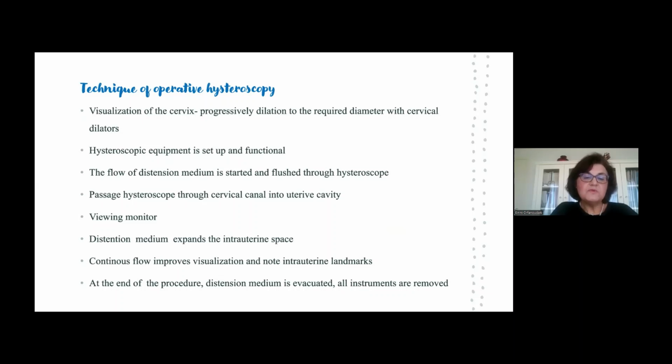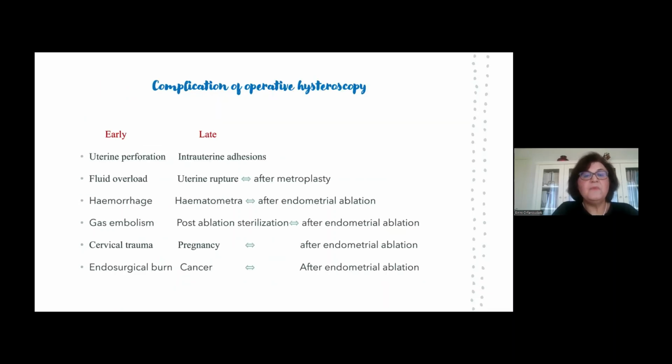Pass the hysteroscope through the cervical canal into the uterine cavity, viewing the monitor. Distension medium expands the intrauterine space. Continuous flow improves visualization, and intrauterine landmarks are noted. At the end of the procedure, the distension medium is evacuated and all instruments are removed.